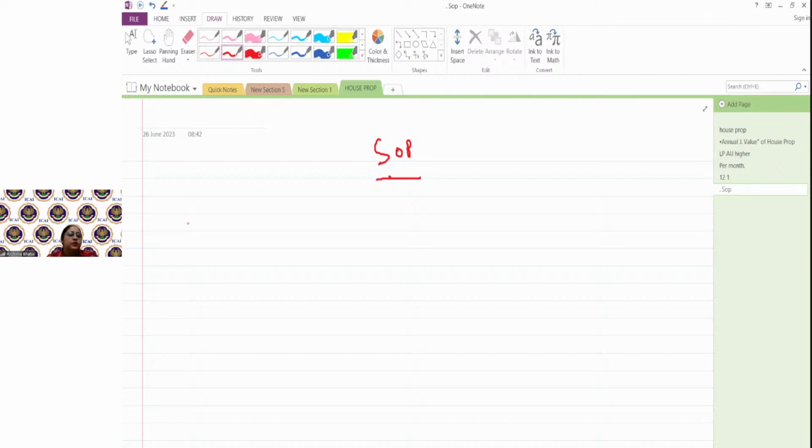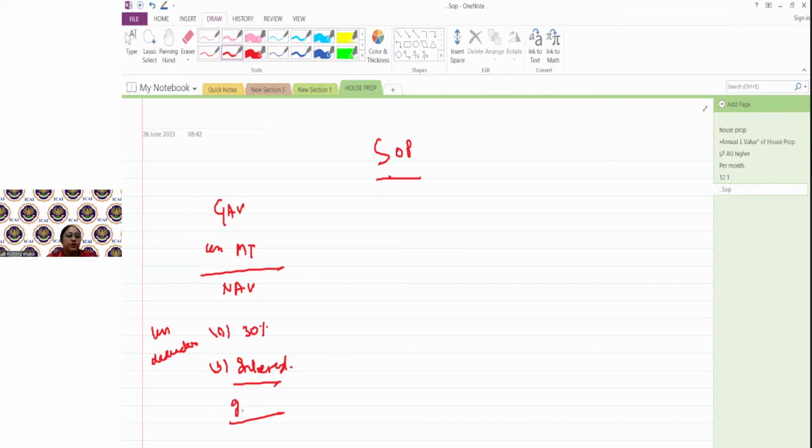Simply, first you have to compute the GAV. Everything works the same here, but I'll tell you what the catch is. Less municipal taxes, you come to NAV, less deduction. One is standard deduction of 30%, and another is interest. Guys, this is it. And then you come to your income from house property.